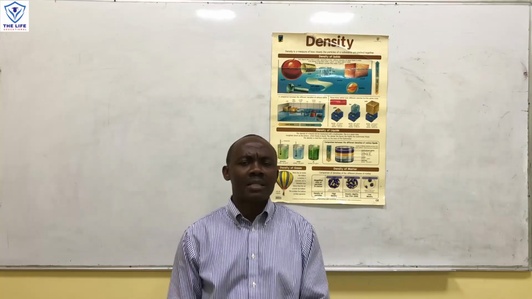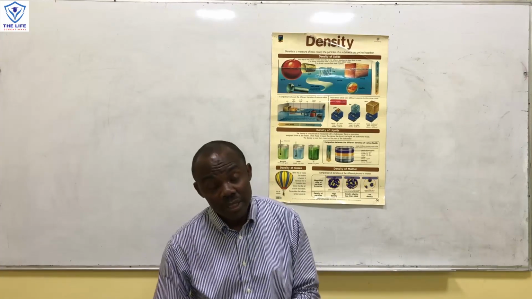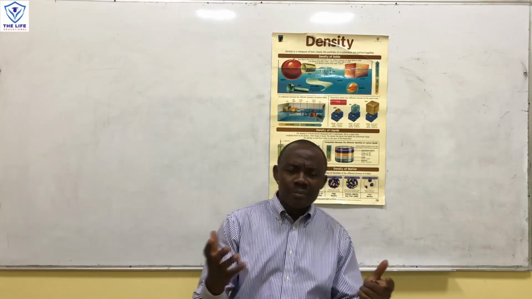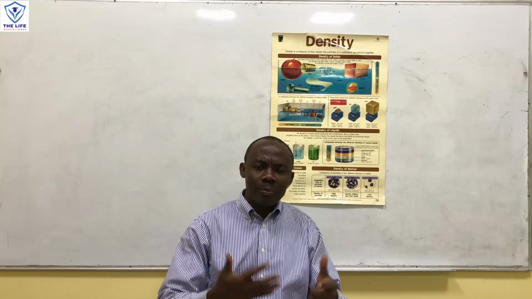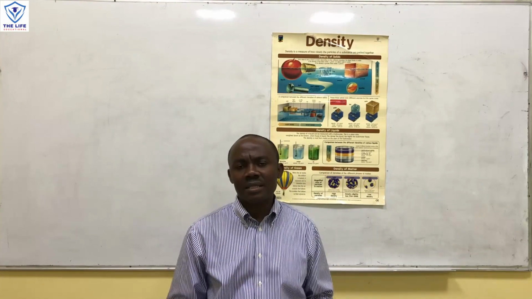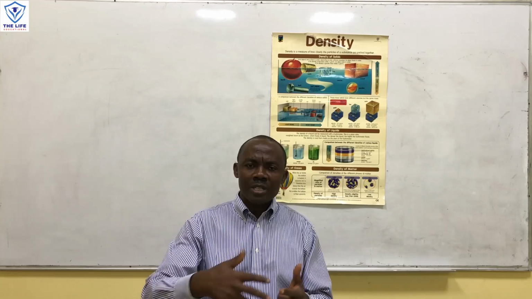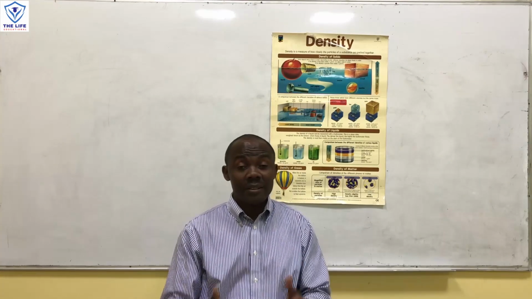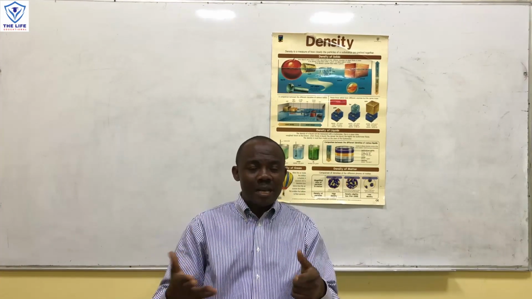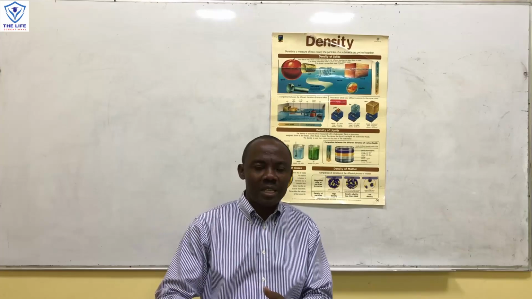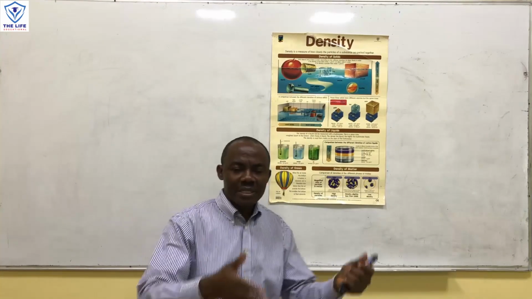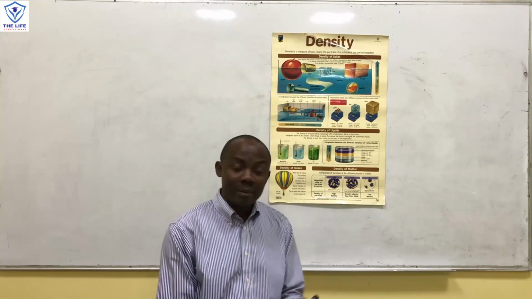So if you want to get the density of anything, determine its mass. Let's start with a solid. Very simple. Use your top pan balance to get the mass, and if it's a regular solid object, just measure the dimensions. Measure the length, the breadth and the height.